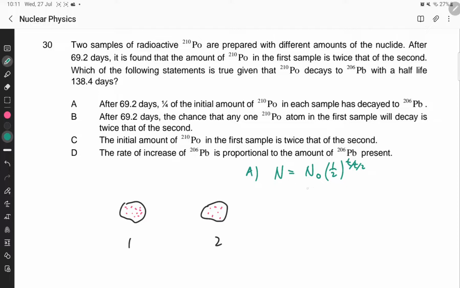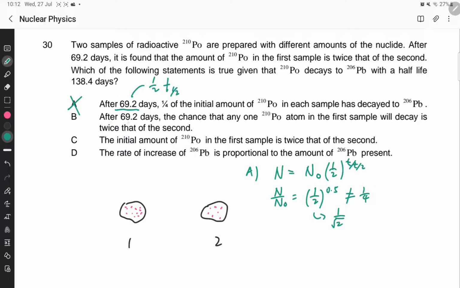If only 69.2 days have passed, this is half the half-life, half the t half. So N over N naught will be equal to half to the power of 0.5. Half to the power of 0.5 is not equal to 1/4. This is actually 1 over square root 2, so it's about 70% of the particles that remain, which means 30% have decayed. So A is wrong.